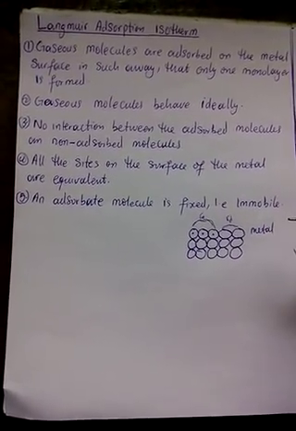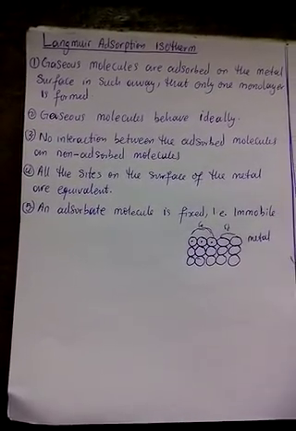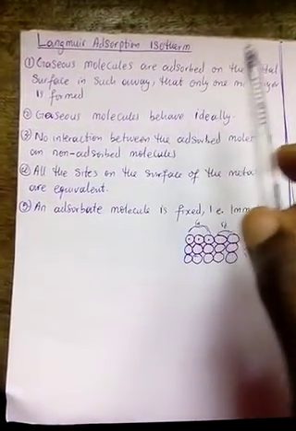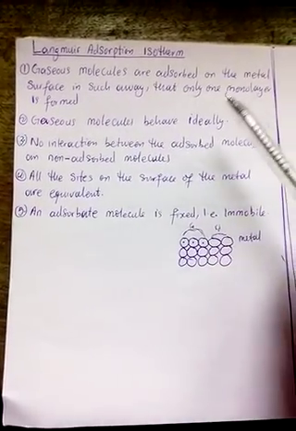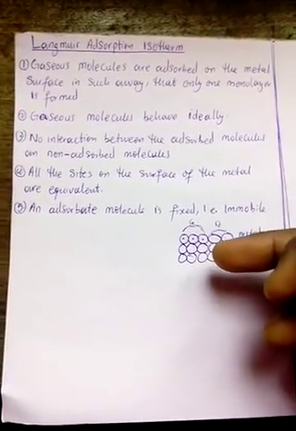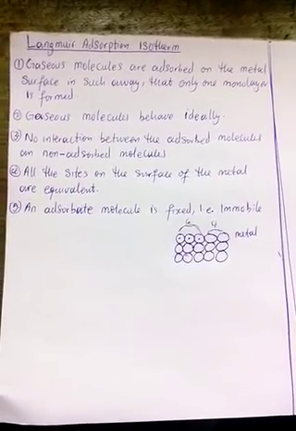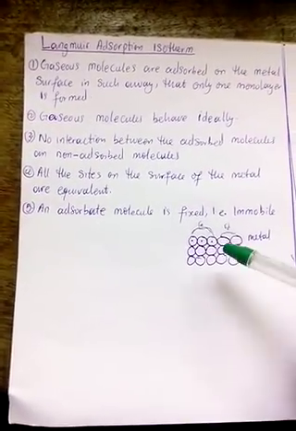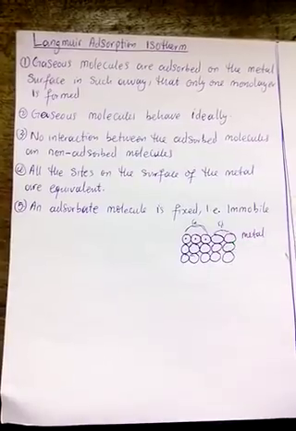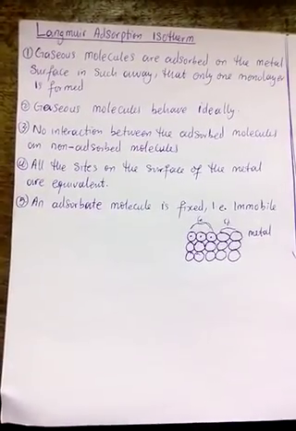Langmuir came up with 5 assumptions, let me say 5. The first is adsorption, where gas molecules are adsorbed on the metal surface in such a way that only one monolayer is formed. That is, one layer like this will be formed on the metal surface, because metal surfaces are made up of atoms which are fixed together. They are rigid metals, they are strong and they are rigid. So the intermolecular force is very hard. So each of these atoms can adsorb only one gas molecule. And it's not a function of whether this is adsorbed first or not. Each of them has the ability to be adsorbed at the same time, at the same rate.